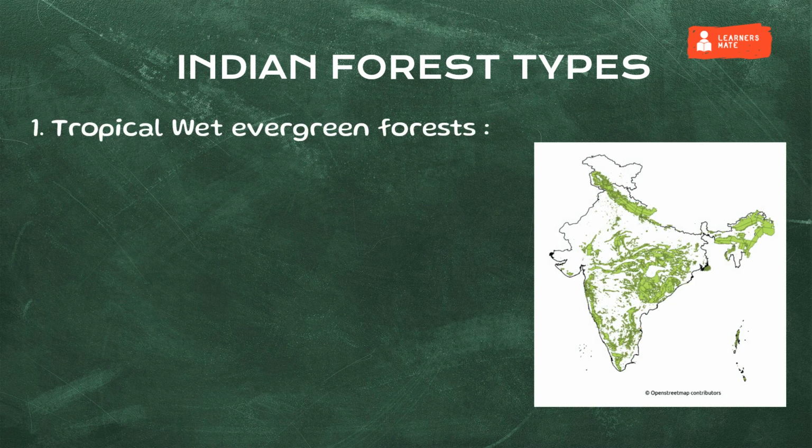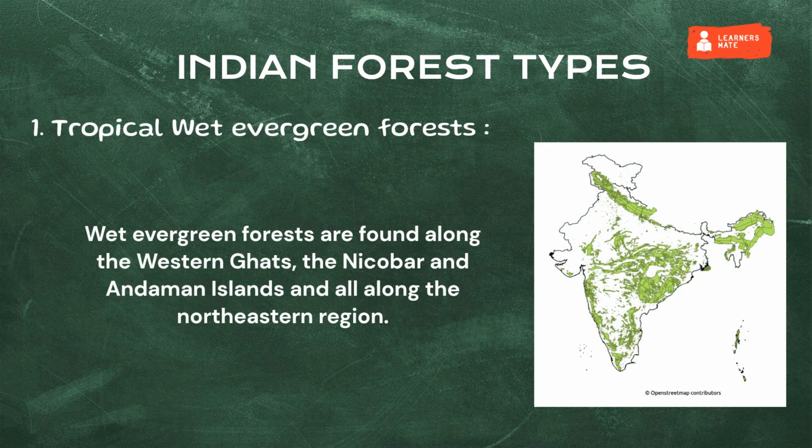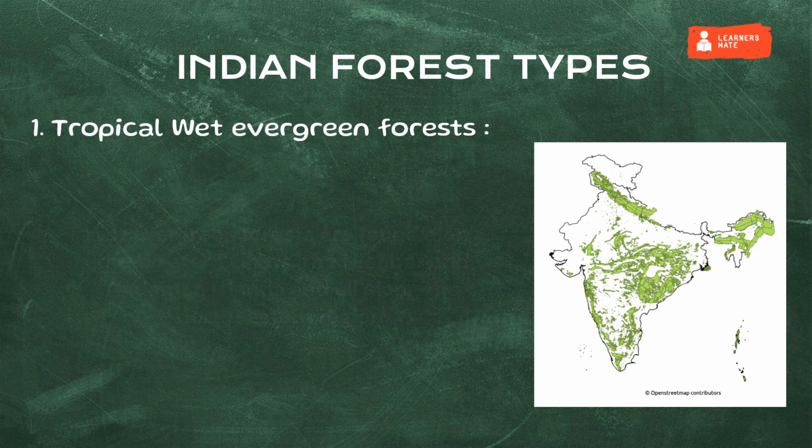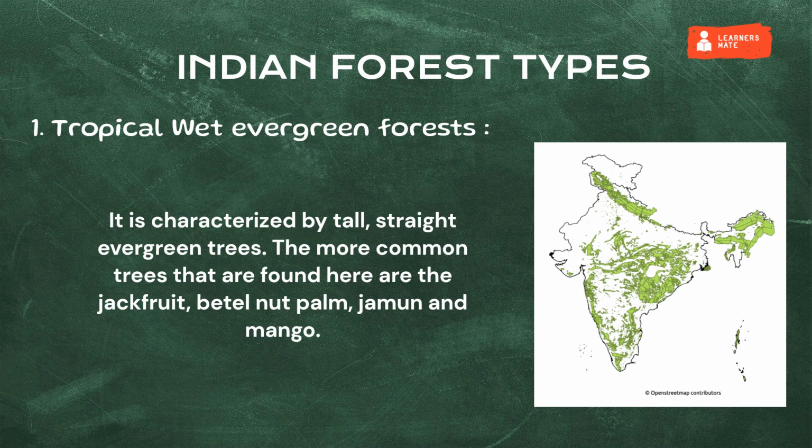Tropical wet evergreen forest. Wet evergreen forests are found along the Western Ghats, the Nicobar and Andaman Islands and all along the northeast region. It is characterized by tall, straight, evergreen trees. The more common trees found here are jackfruit, the bellnut plant, jamun and mango.